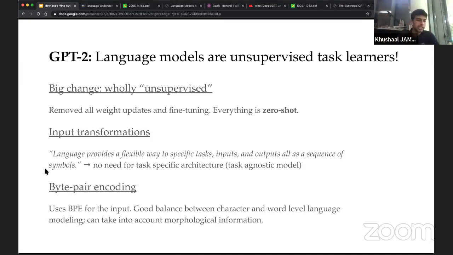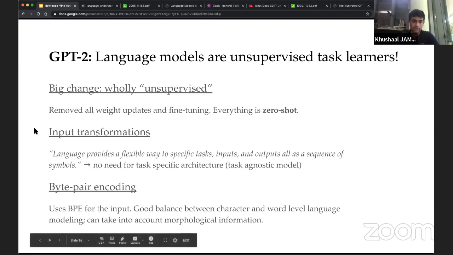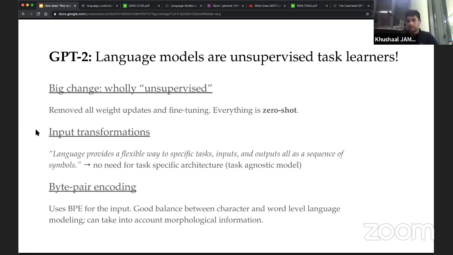Just a quick aside as to the inputs themselves, they use byte pair encoding, in the event you wish to know. It has a good balance between character and word level language modeling, and it can also, to some extent, take into account morphological information.